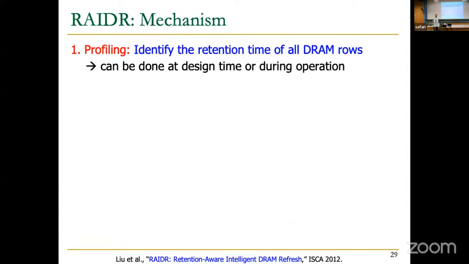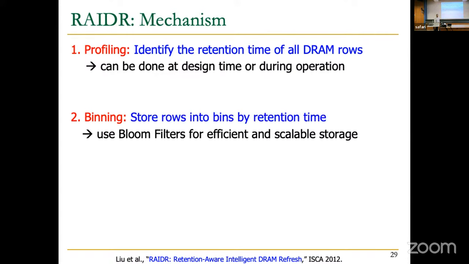So this is a simple explanation of how RAIDR goes. You have a profiling step that identifies the retention time of all DRAM rows. It can be done at design time or during operation, so you can periodically do that in the field as well. And it has a second step that we didn't talk about, called binning. Basically, you find the rows that are weak and that are strong at some strength, and you classify them into some categories. You create multiple sets of different data retention strength levels.